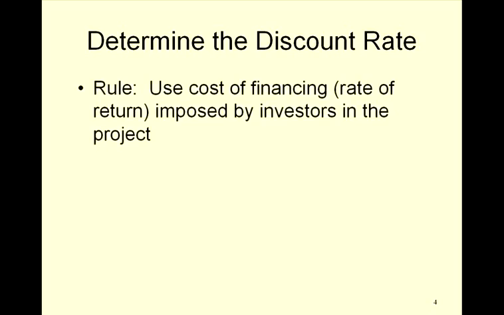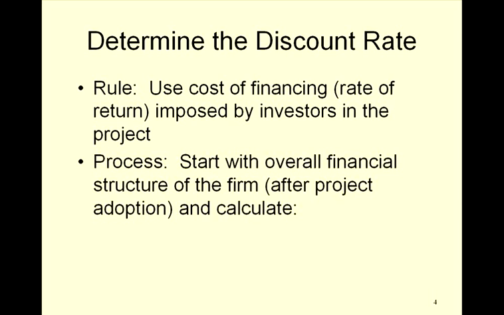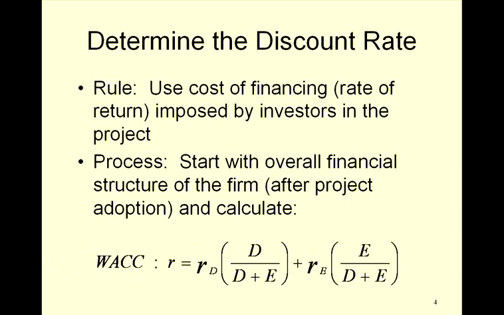First, the rule in terms of setting your discount rate is to use the cost of financing or rate of return imposed by the investors in the project. The process in coming up with the discount rate is to start with the overall financial structure of the firm and calculate the weighted average cost of capital, which will be our discount rate, or at least the starting point for our discount rate.